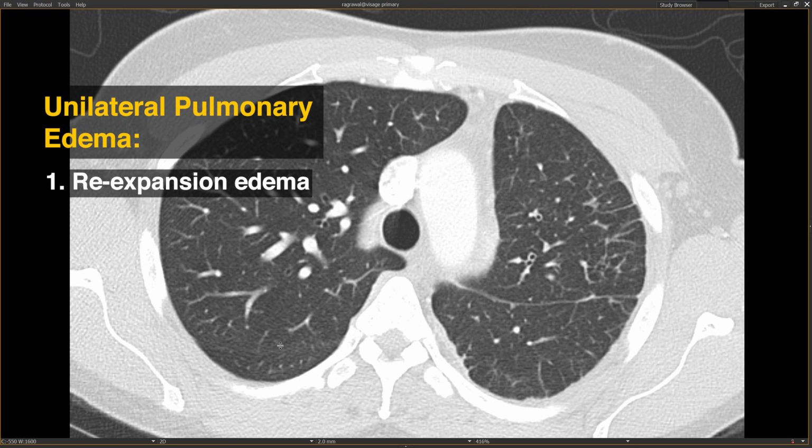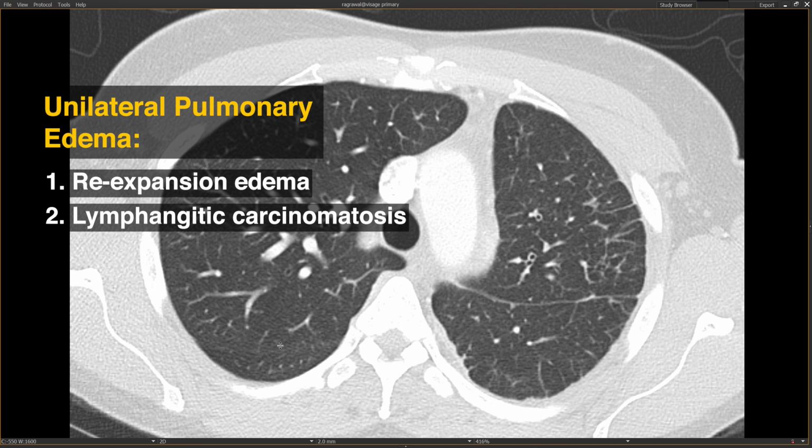One is after a thoracentesis. So if a patient has had a long-standing pleural effusion and you tap that pleural fluid, then the expansion of the lung can cause unilateral pulmonary edema. Another cause is lymphangitic carcinomatosis. So when tumor cells block the lymphatic channels of the lung, then you can get unilateral pulmonary edema.